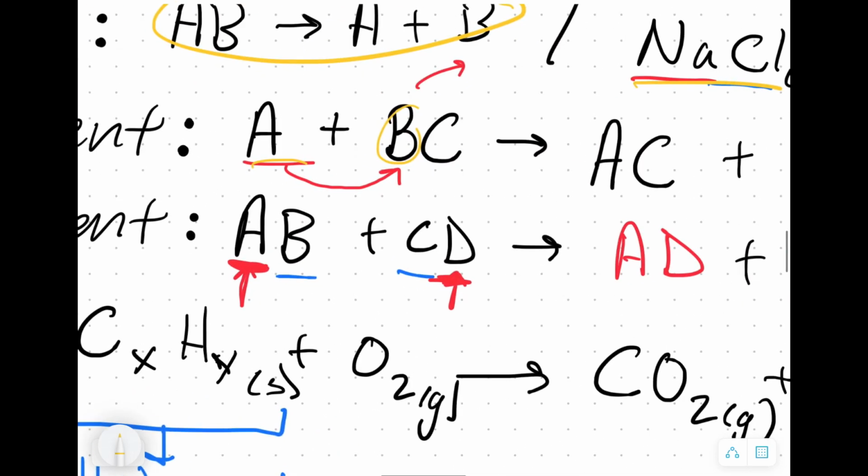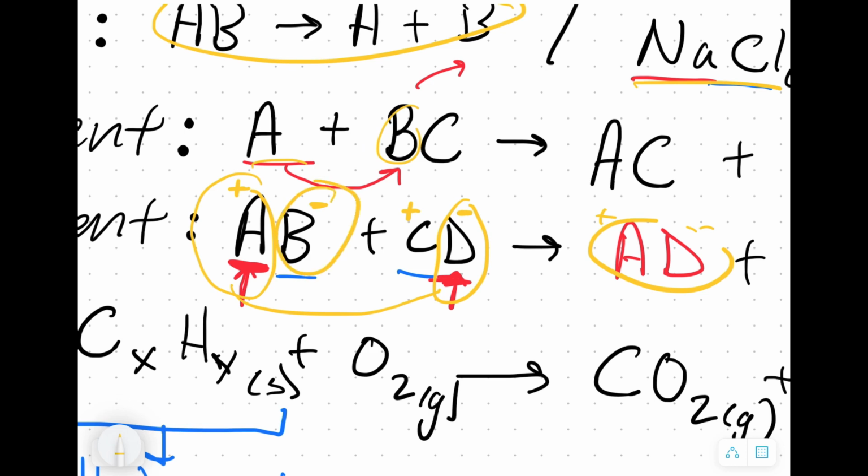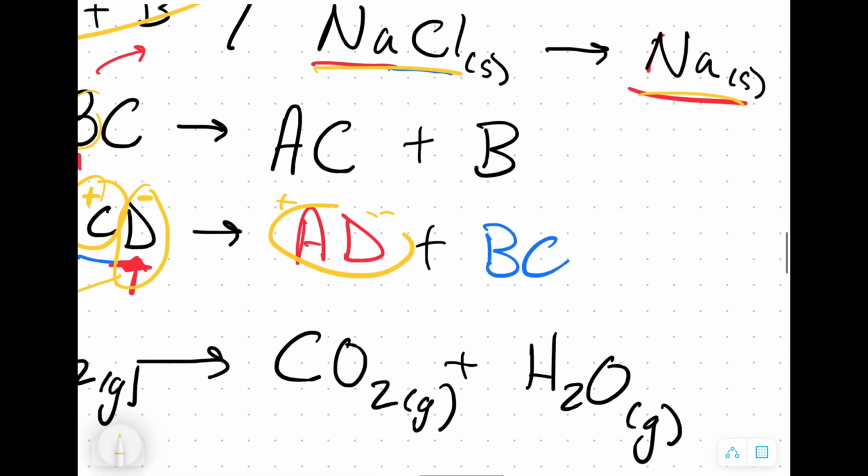So if we come over here, this would have been your positive, that would have been your negative, positive, negative. So when we recombine, we need to take a positive and connect it with a negative. And that's why AD combines, your positive and your negative. Same thing with BC. B is your negative, C is your positive, so those are going to combine.